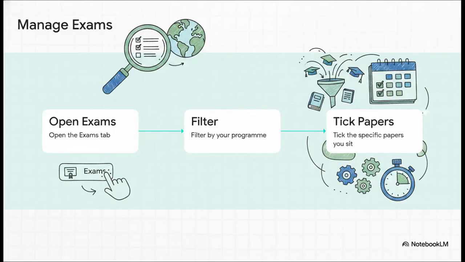To keep all of this hard work properly targeted, you'll want to head over to the Exams tab. Here, you can filter by your specific academic program and literally tick the exact papers you're going to sit. Doing this is like magic. It automatically injects those crucial dates directly into your agenda. This lets you seamlessly count down the days and actually reverse engineer your prep around real-world deadlines.